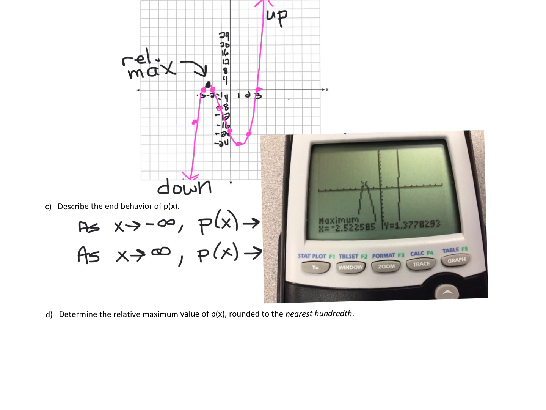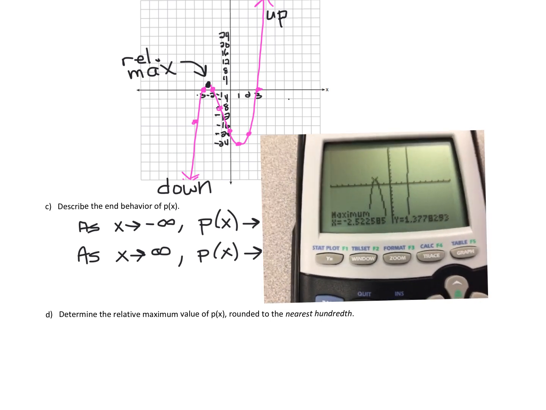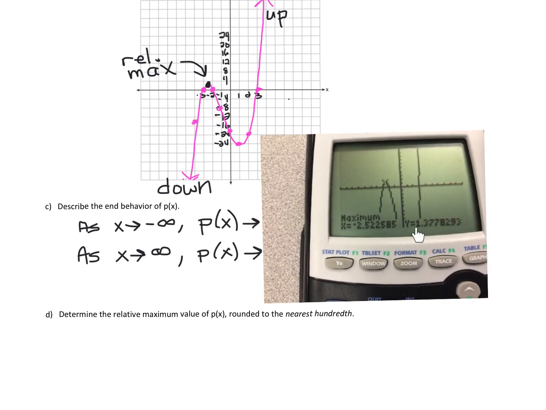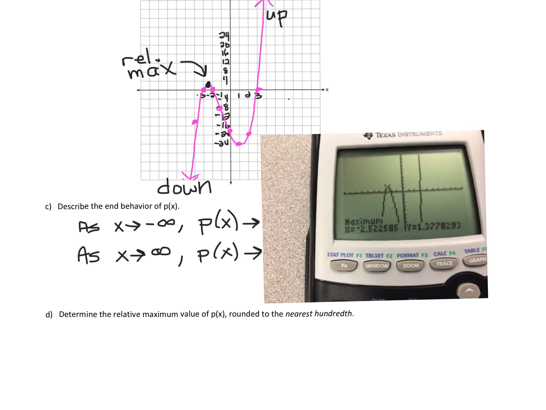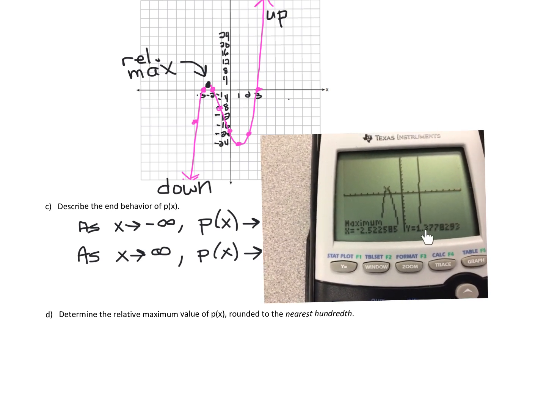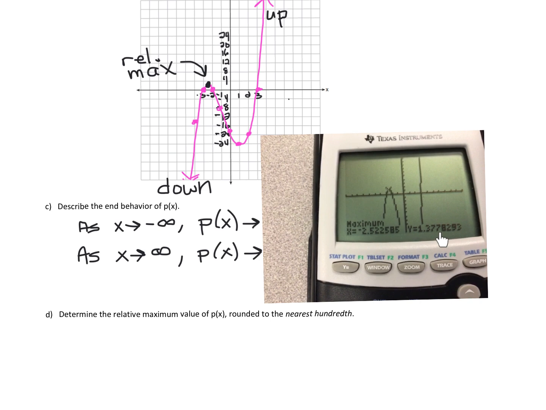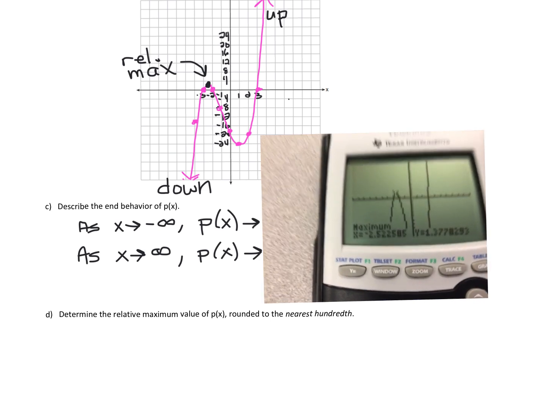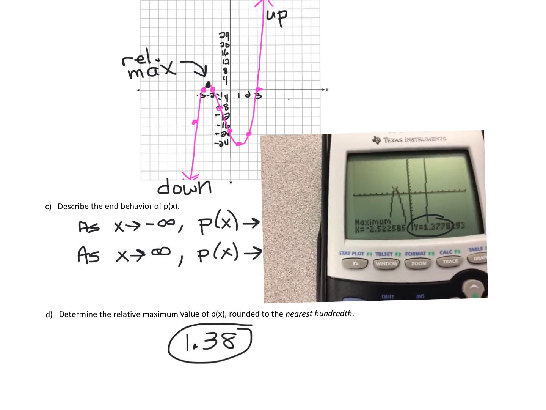And the maximum value is the height of the graph at that point, which would be right here. And they want us to round that to the nearest hundredth, so that would be 1.38, right? That 7 is going to round up to an 8, so 1.38. All right, and there we have it.